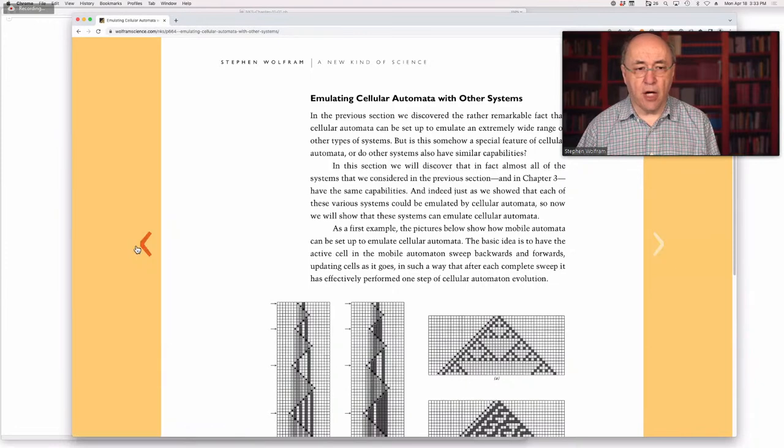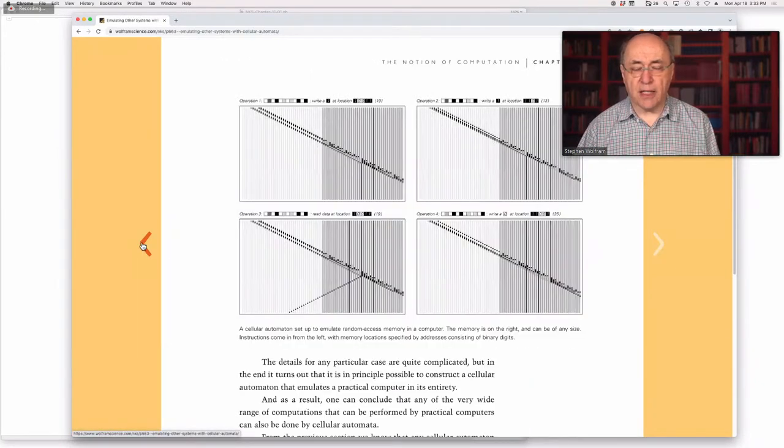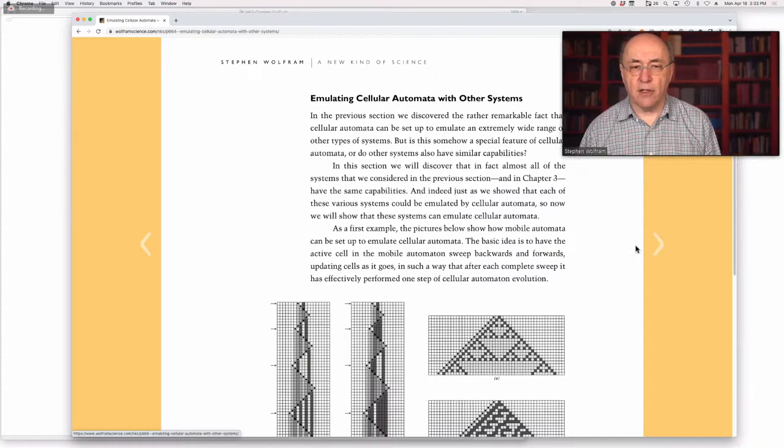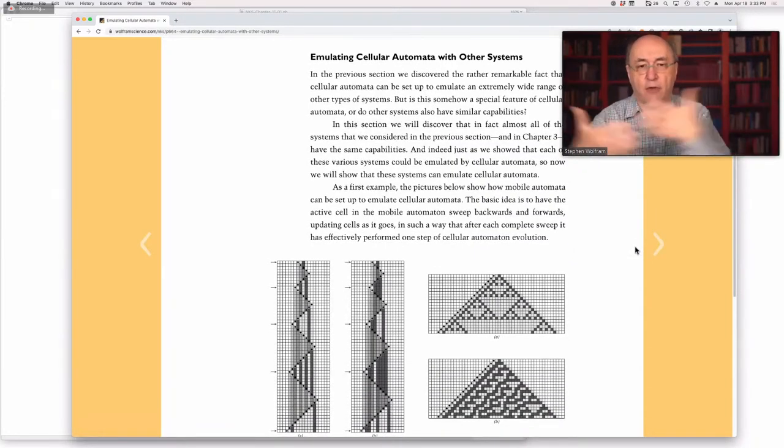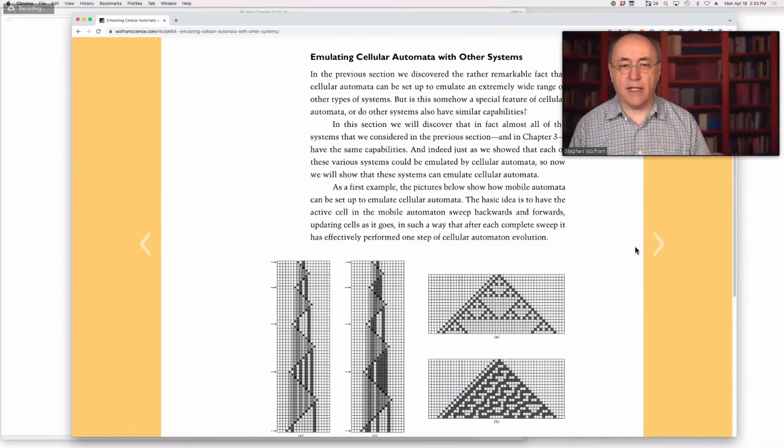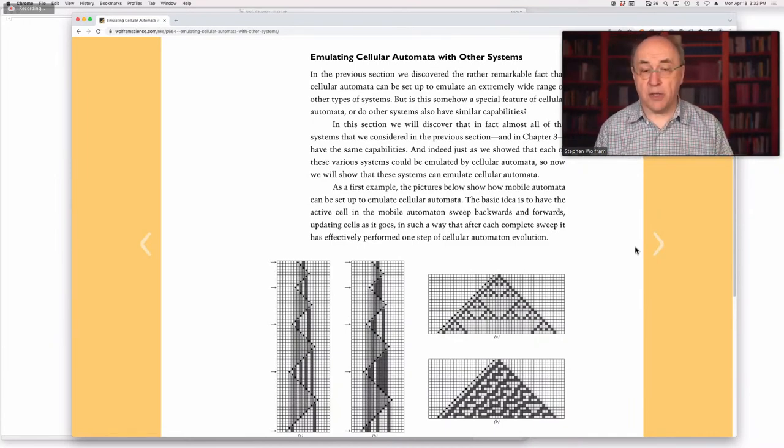Okay, so what we've shown there is that a cellular automaton can be used to emulate all these different kinds of computational systems. It's kind of suggesting that a cellular automaton really can be a universal computational system. Okay, what about the other way around? How general is this kind of crosstalk between these computational systems? So now there's a section here about emulating cellular automata with other systems.